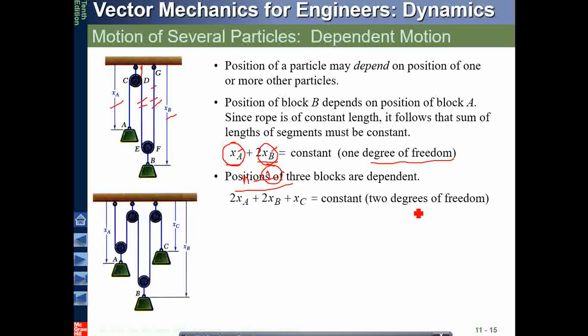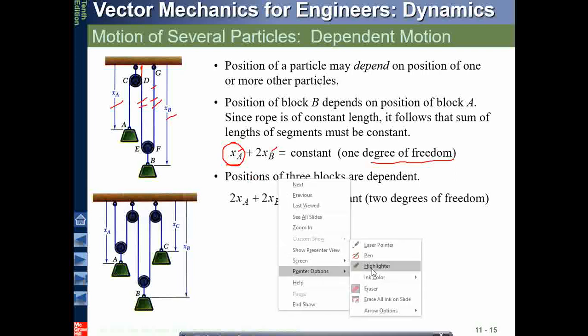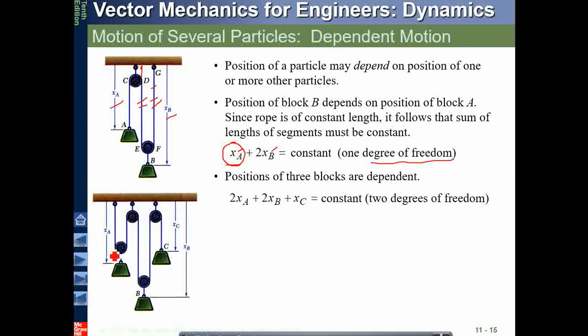In another example, we take this. Let me rub this first. So in another example, we have actually three strings. This is the length XA, so this is XA and this is XA. We have two XA. We have B, so this is XB, XB, 2XB, and we have 1XC. So 2XA plus 2XB plus 1XC is equal to a constant. The length of the rope is constant, it cannot increase or decrease, and this has 2 degrees of freedom. Why? Because we have 3 variables, so N minus 1, that means 3 minus 1 is 2 degrees of freedom, so the independence is along the 2 degrees of freedom.